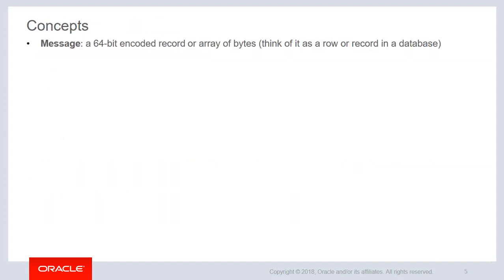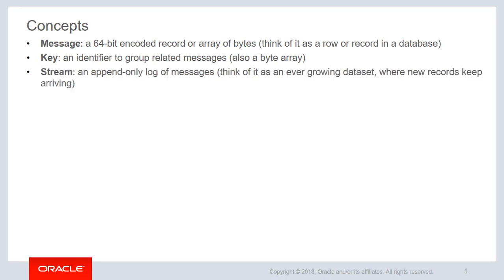So what are some of the key core concepts? The first concept is there is something called a message, and message is nothing but a base64 encoded record or array of bytes. So think of message as a record or a row in a database if you're coming from the traditional database world. There is something called a key, which is an identifier to group related messages like the message. This is also a byte array.